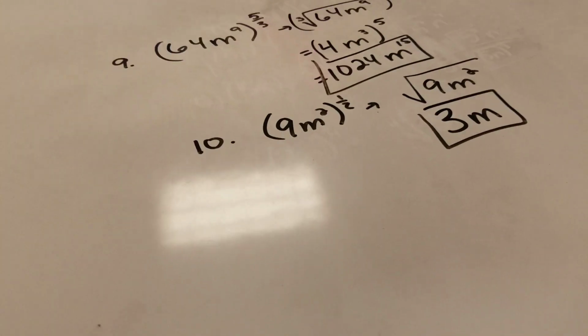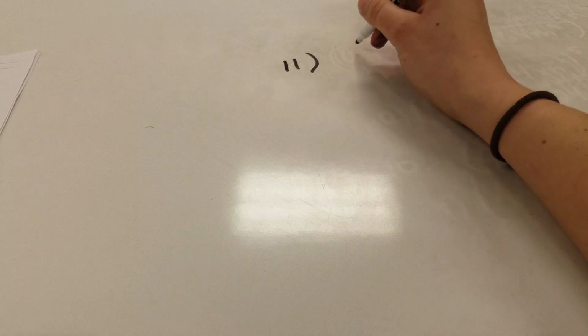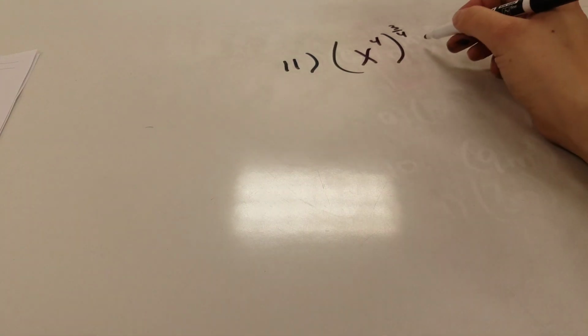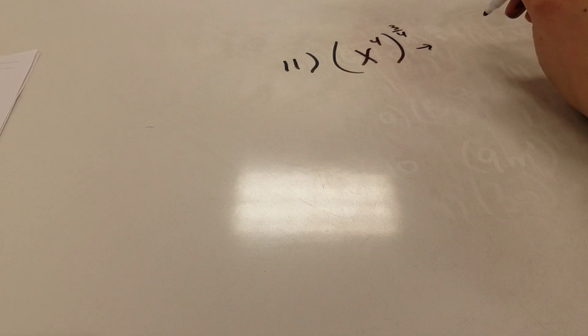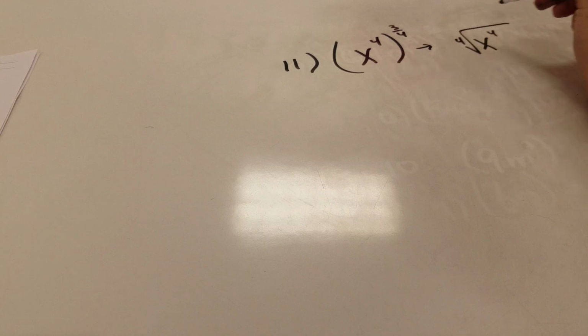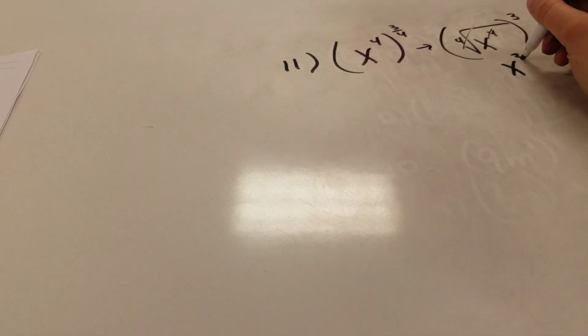All right, I'm going to erase and do 11 and 12. So 11, we have another not so bad one, x to the 4th, all to the 3/4. So a couple options here. We could rewrite it as x to the 4th to the 4th root, all to the power of 3. The reason why I would do it that way is the 4th root and the 4th power cancel out, leaving us with just x to the 3rd, and we're done.